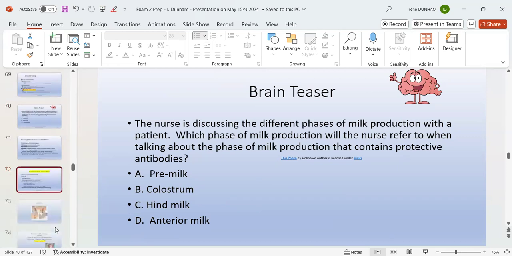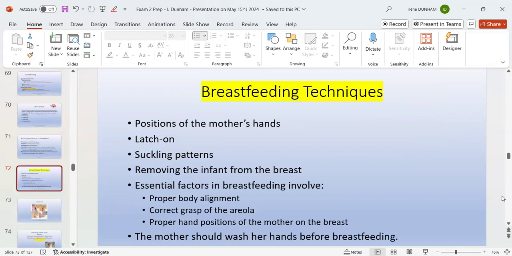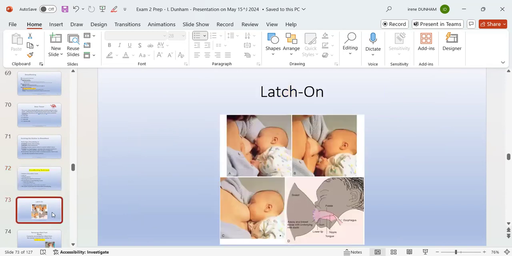All right, so let's go here. Let me make sure. I'm looking at my notes myself real quick here. Postpartum breastfeeding support. Okay, it's on my list. So, breastfeeding techniques. Positions of the mom's hands. That's important, right? How about latching on? How should a baby latch on so that mom doesn't get sore nipples?